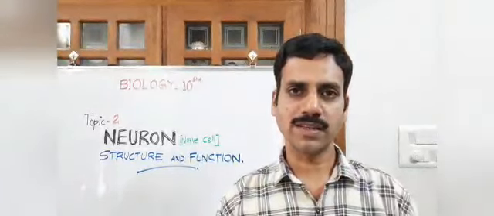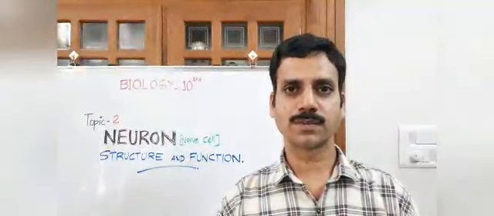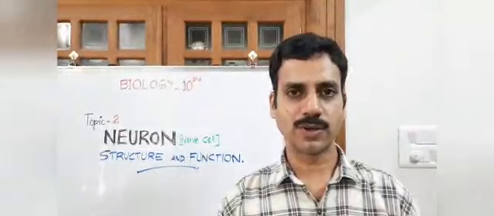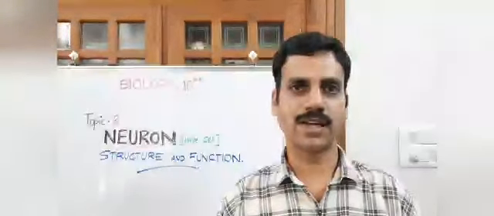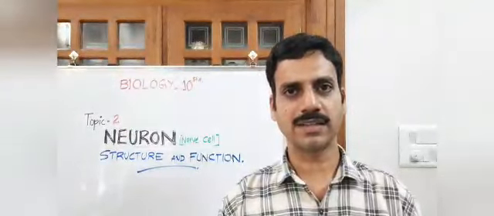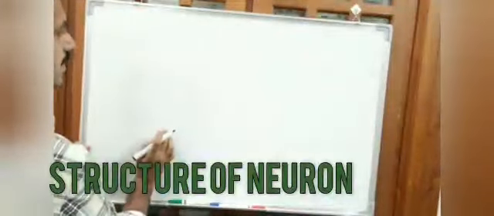The parts of the nervous system are made up of specialized cells called neuron or nerve cell. Today, let us study the structure of neuron. Let us see how to draw the structure of neuron.